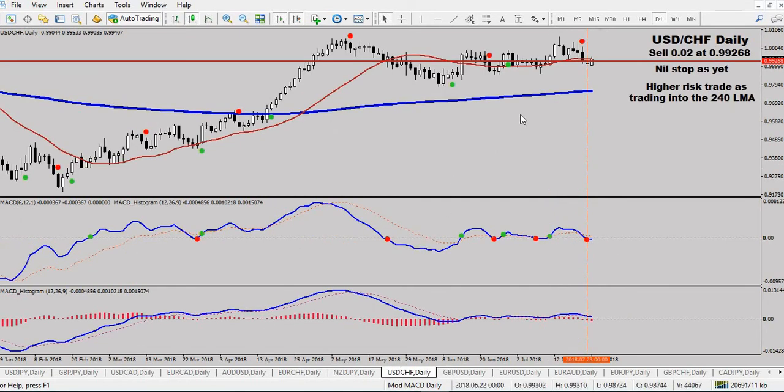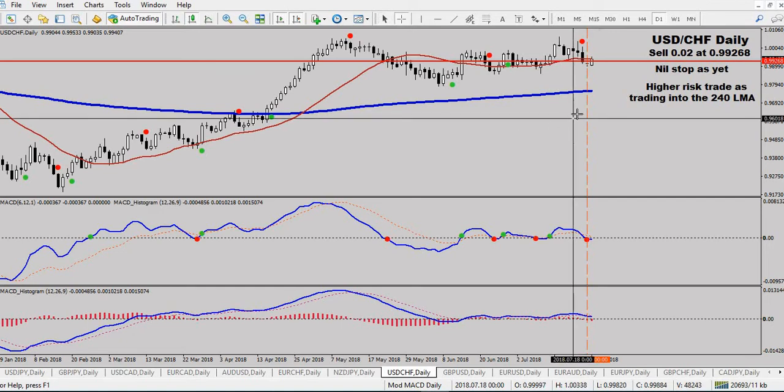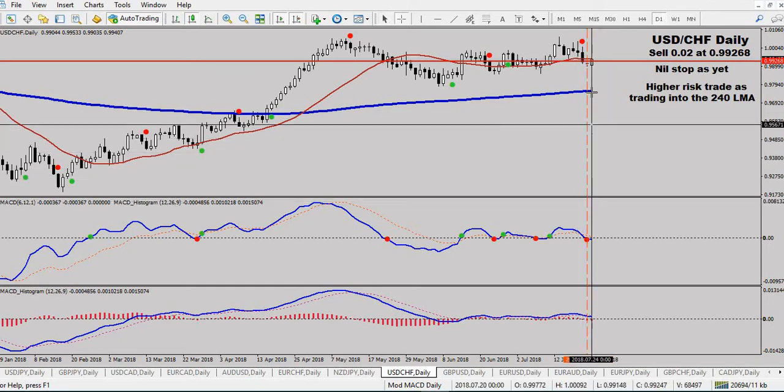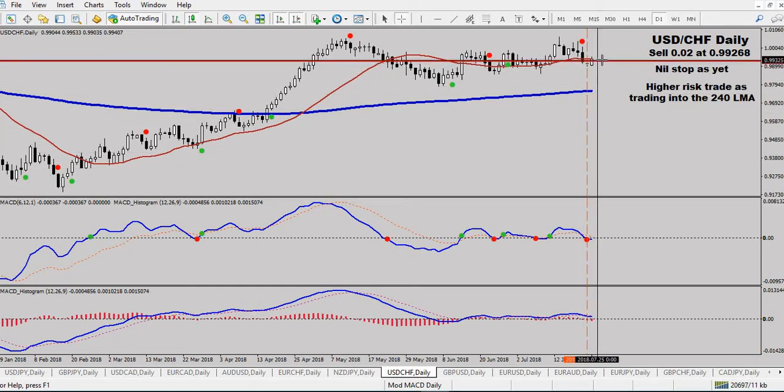USD Swiss franc in a sell here from this morning. It's already gone against me, but I've got a bit of a late entry there, which is not too bad, so it's only a few pips up. Now look at this, it's going sideways. Look at the standard MACD, look at that price just hogging that 25 SMA.